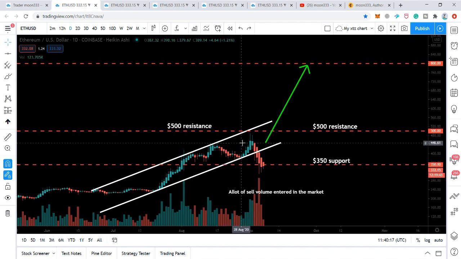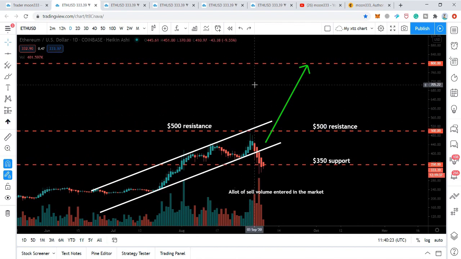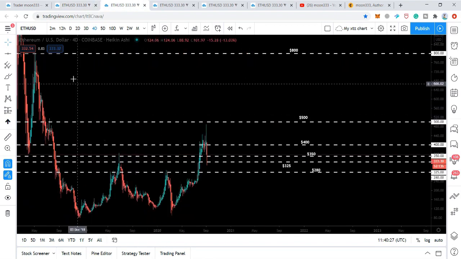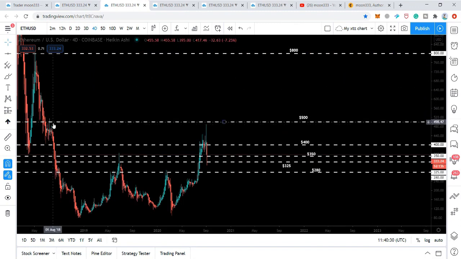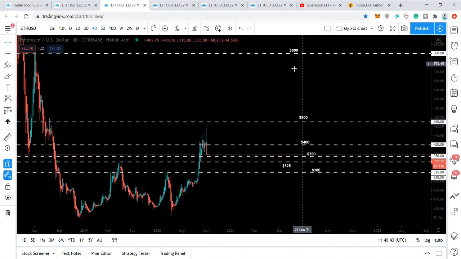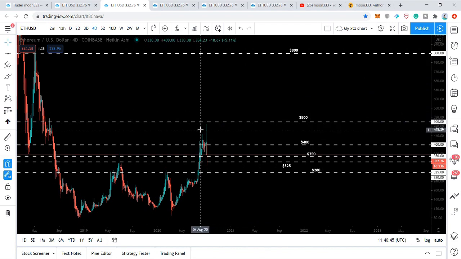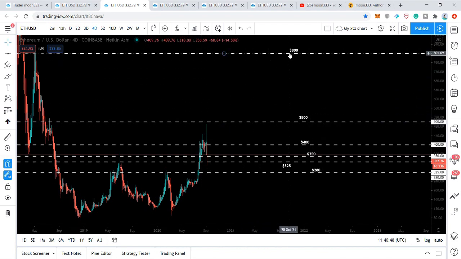And I was expecting that if the price action breaks out this $500 resistance level, then there is no significant resistance between the $500 and the $800 resistance. Let me just show you. You can see that there is no significant resistance between the $500 and the $800 resistance level. So once the price action is able to break out this $500 resistance level, then we can expect a very rapid rally and a very fast move towards the $800 resistance.